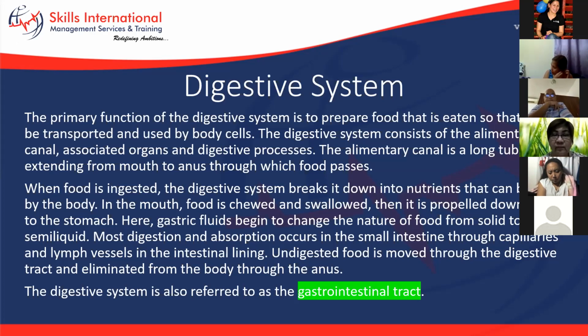So yun na yung meron tayong most digestion and absorption occurs in the small intestine through capillaries and lymph vessels in the intestinal lining. Undigested food is moved through the digestive tract and eliminated from the body through the anus. Okay, so from the mouth, yung nag-take in ka ng food, nadadigest ito, na-absorb, yung mga hindi na kailangan, yung mga waste products, lumalabas na sa pagdumi natin. The digestive system is also referred to as gastrointestinal tract. Ito yung tinatawag natin, one of the medical term, GI tract. So doctor will just tell you, what about the x-ray of the GI tract? So alam na natin na it pertains to the x-ray going to be taken for digestive system. Gastrointestinal tract is a digestive system.